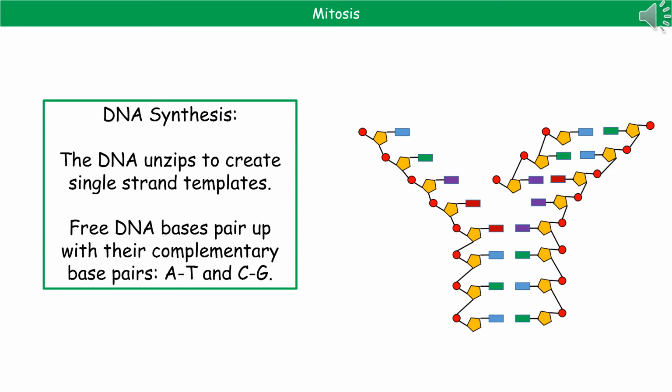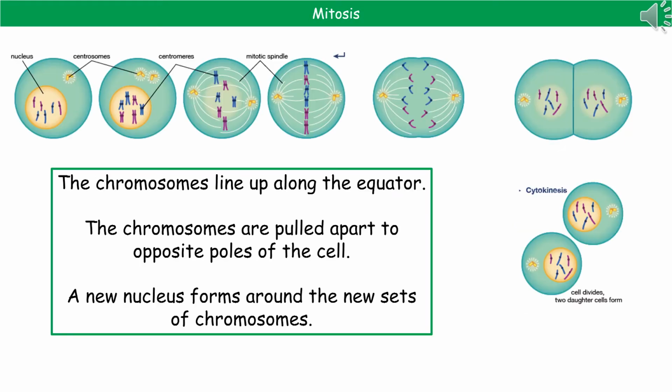In DNA synthesis, this is where we copy the DNA. So the DNA unzips to create the single-stranded templates, and then the bases will pair up with their complementary base pairs. Adenine with thymine, so A with T, and cytosine with guanine, C with G.